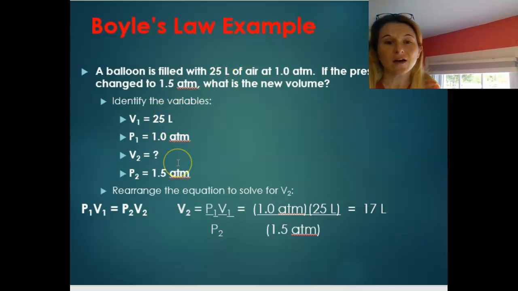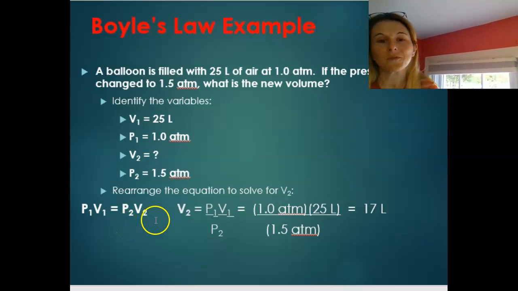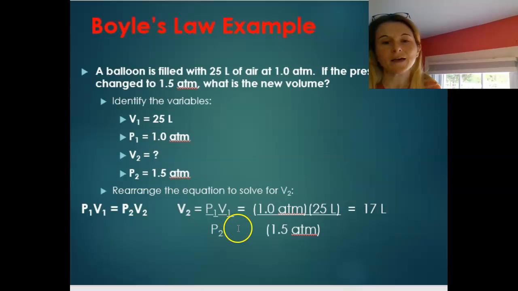So we identify our variables and write them out: initial volume, initial pressure. We don't know what the final volume is, but we know what the final pressure is. We pop them into our formula there. We've got to do a little rearranging, a little algebra. When we rearrange to solve for the final volume, we move the final pressure over to the other side, so we divide both sides by the final pressure, and we end up with 17 liters of volume, which is indeed less than our initial volume of 25 liters. So this is just an example problem.